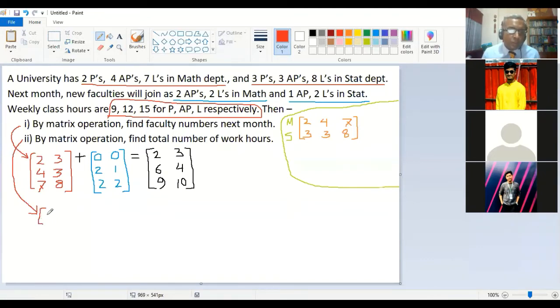Okay. So I'm writing the matrix like this, 9, 12, and 15. And I am multiplying this matrix by the quantity matrix. This is the number of hour matrix. And the new quantity matrix, that is 2, 6, 9 is the first column. New quantity means after joining the persons. So this is the matrix on the right side. And now I can multiply.